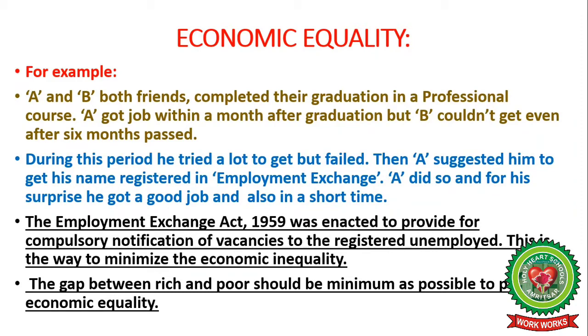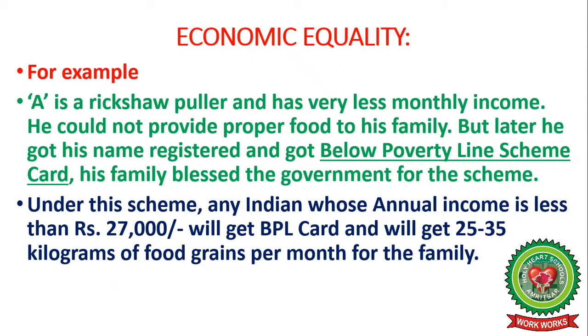The gap between rich and poor should be as minimum as possible to provide economic equality. The next example is A, a rickshaw puller, who has a very low monthly income. He could not provide proper food to his family. But later he got his name registered and got a below poverty line scheme card. In short, it is called BPL card. His family blessed the government for the scheme.